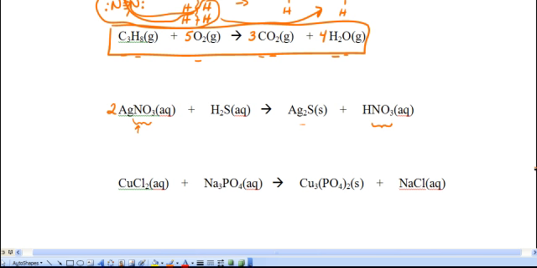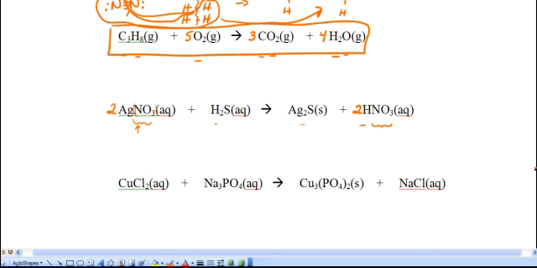So I have two total nitrates. If I can imagine having parentheses around this, and there would be a 1 behind that, I have two nitrates on the reactant side. I only have one nitrate on the product side right now, so I'm going to put a 2 out front. Now I have two hydrogens on the product side. If I look, I have two hydrogens on the reactant side, and so my equation is balanced. I have two silvers, two nitrates, two nitrates, two hydrogens, one sulfur, and we're balanced.